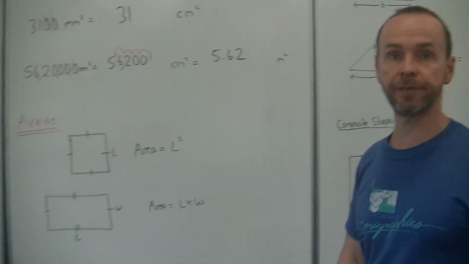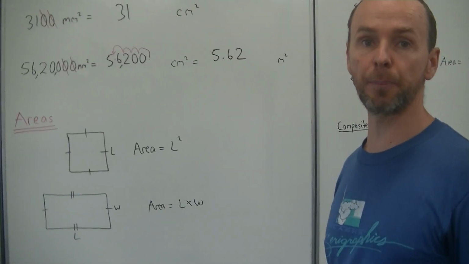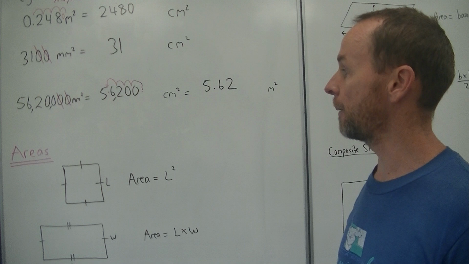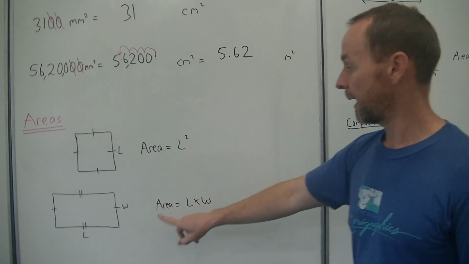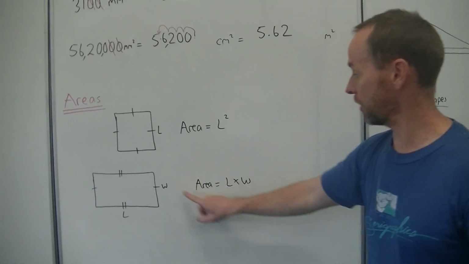Alright, so that's the conversion stuff. People always have trouble with that, so make sure you practice that. Next bit is area. You should have done this in year 7 as well. Area of a square is length squared. Area of a rectangle is length times width.